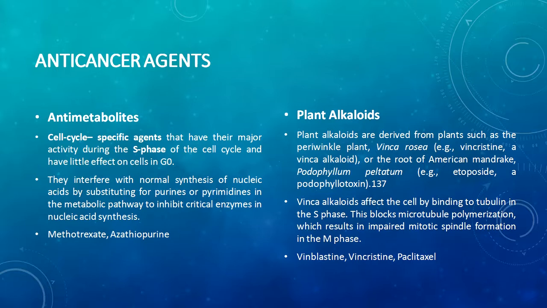There are certain plant alkaloids that are being used as anti-cancer agents. These are derived from plants such as the periwinkle plant, Vinca rosea, or the roots of the American Mandrake podophyllum plants. Examples are etoposide or podophyllotoxin. Vinca alkaloids affect the cell by binding to tubulin in the S phase; this blocks microtubule polymerization, which results in impaired mitotic spindle formation in the M phase. Examples are vinblastine and vincristine.